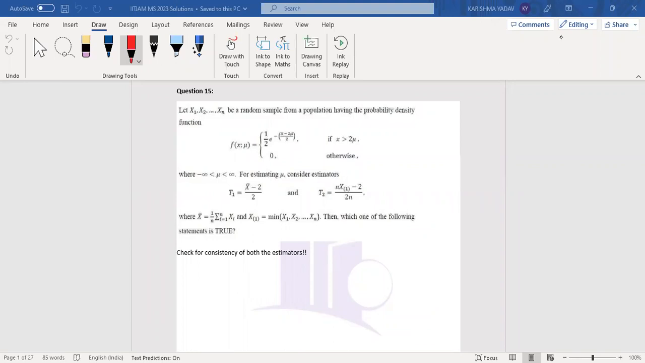So we are discussing the IIT JAM 2023 question paper, and we have done 14 questions in the previous lectures. Let's continue with question number 15. Let's see what is in question number 15.